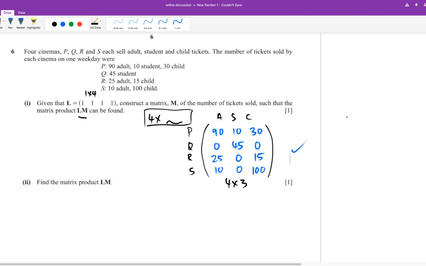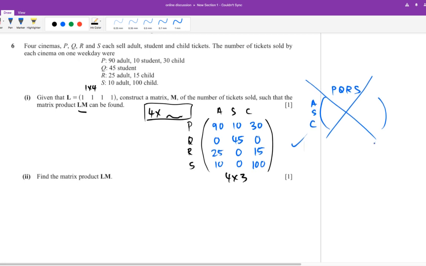So you cannot write 4 multiply 3, and you cannot write 3 multiply 4 here, because some students might flip it over, with PQRS and adult, children, student, children. Normally you can do it like this, but because this question gives you that LN can be found, you cannot use this method in this question.